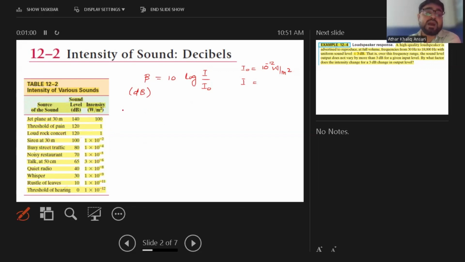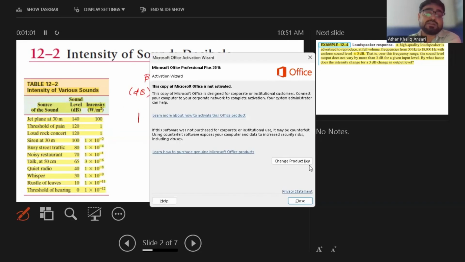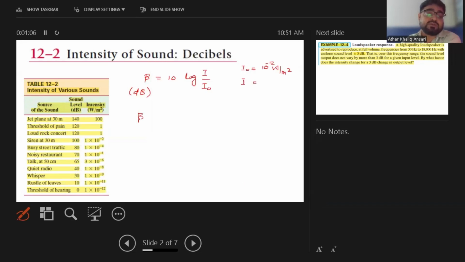For example, I ask you to find beta, the decibel scale, for the quiet radio, which is given here as 40. If I want you to calculate, I will substitute the value of intensity. How much is it for the quiet radio? 10 to the power negative 8. So I will substitute 10 to the power negative 8 and divide it by the threshold of hearing, 10 to the power minus 12. So the decibel level of the quiet radio will be 10 log of 10 to the power minus 8 plus 12, because this minus will go up and become plus.